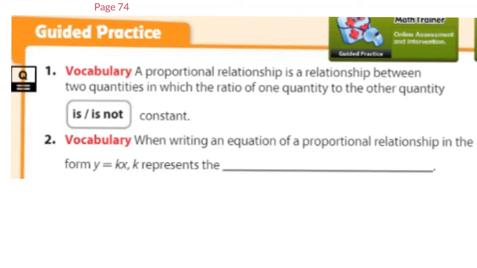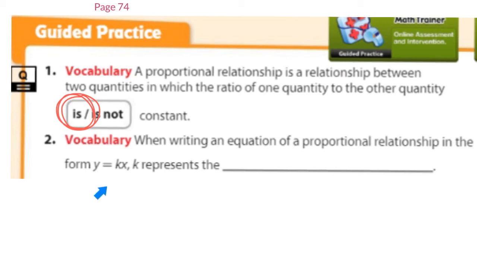Okay, here we have some guided practice problems. This is page 74. Vocabulary. A proportional relationship is a relationship between two quantities in which the ratio of one quantity to the other quantity is or is not constant. So this was on page 70, the top of the page, and I talked to you about proportional relationships. So hopefully you chose is. That is constant, I guess you'd have to say, because they have is, not are.